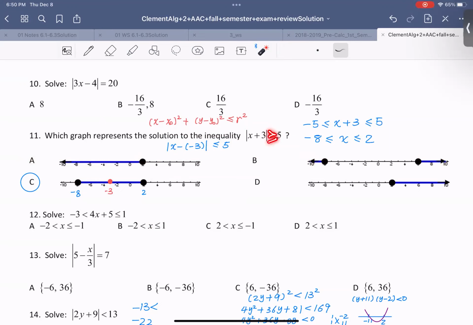If you have greater than or equal to, that's this guy. It's not going to be one direction. This is less than or equal to, it's between. Greater than or equal to, it's all two opposite directions. Okay.